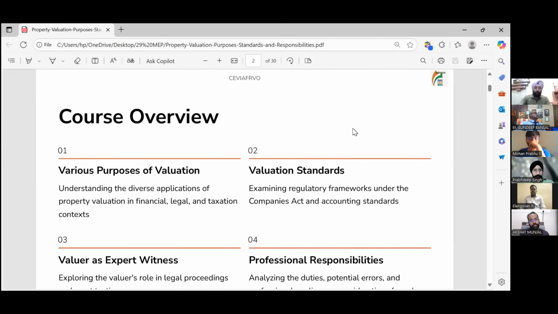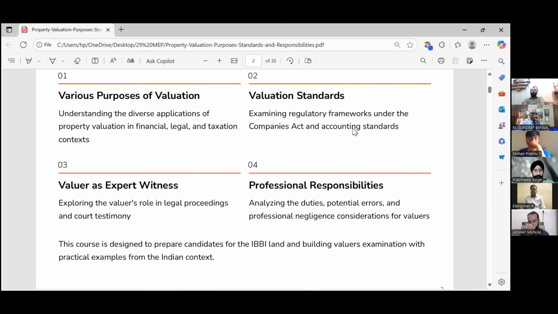And then next is valuers as an expert witness, exploring the valuer's legal role in legal proceedings and the court testimony. And then you have to study about the professional responsibilities of the valuers, about their duties, what may be the potential errors in their valuation process and valuation report, and what is the professional negligence for the valuers.